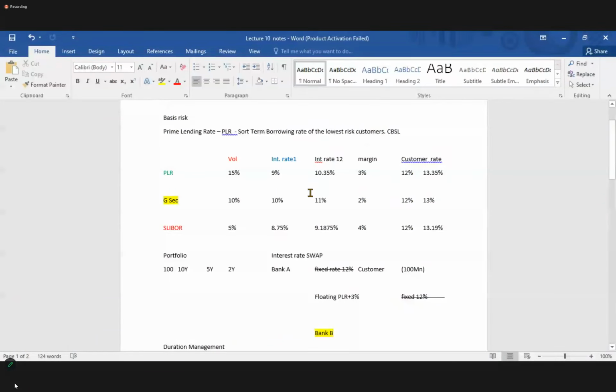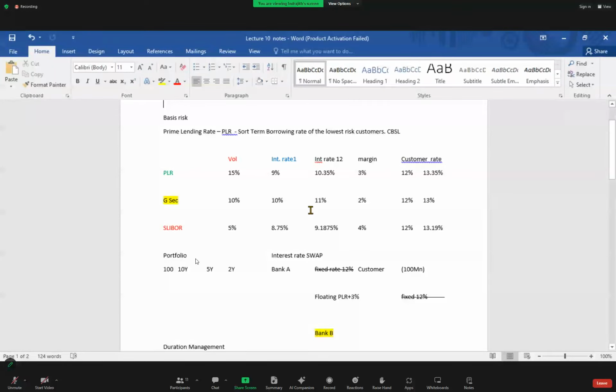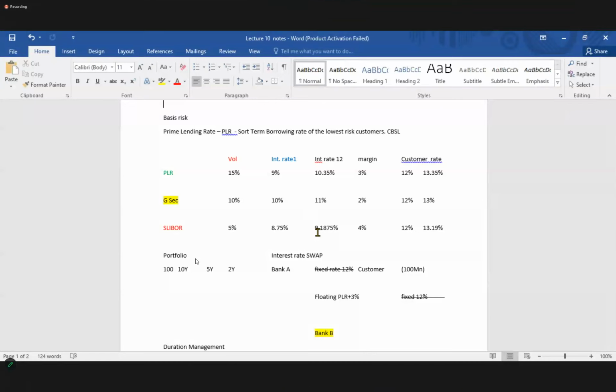You can see this, right? The Word document? Yes, sir. Now take prime lending rate, for instance. It's a short-term borrowing rate of the lowest risk customers published by CBSL, the Central Bank of Sri Lanka. Right? You have the 1 week PLR and so forth, 1 month PLR and 3 month PLR and all that.